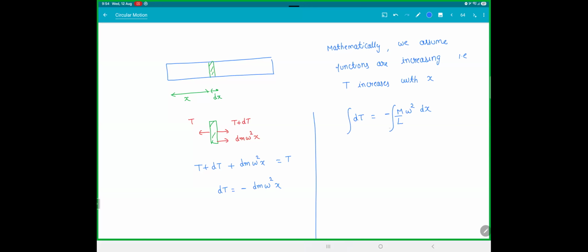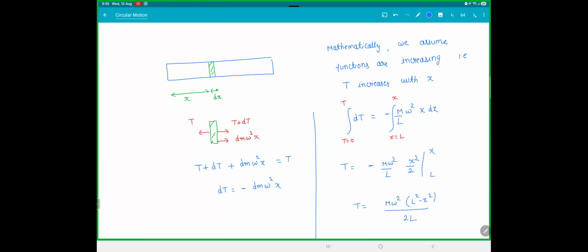This is where you have to be careful, the limits. When x is equal to 0, tension I don't know. When x is equal to L, the tension is 0. This is a mistake people do. They put 0 to x and 0 to L and it goes for a toss. So be careful with that. So that will be tension minus m omega square by L, there is one more x here, x square by 2. Limits will go from x to L. M omega square, L square minus x square by 2L. Check. That's your answer for tension. So be careful with the limits.